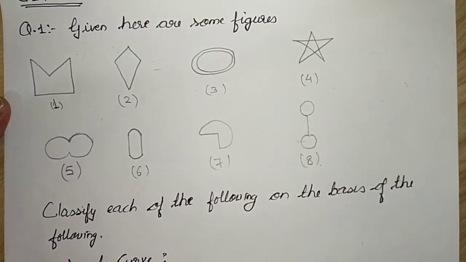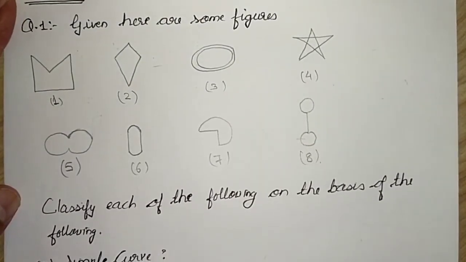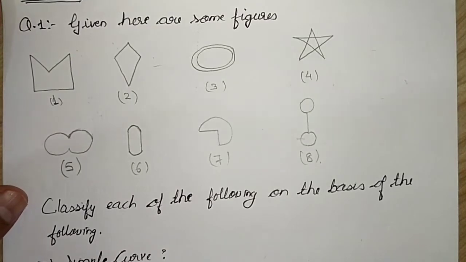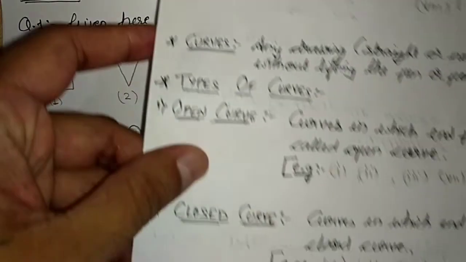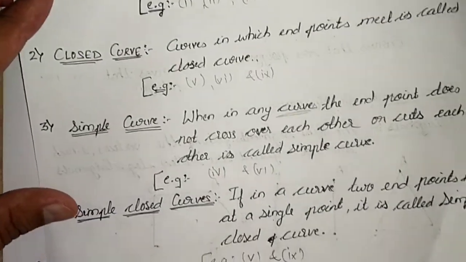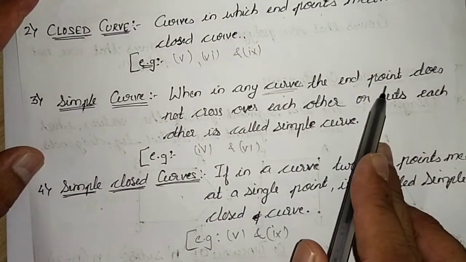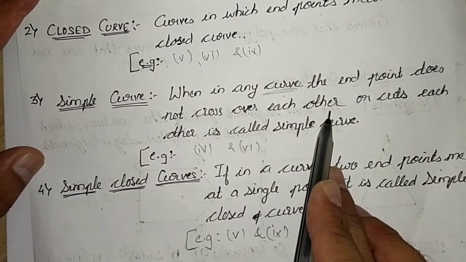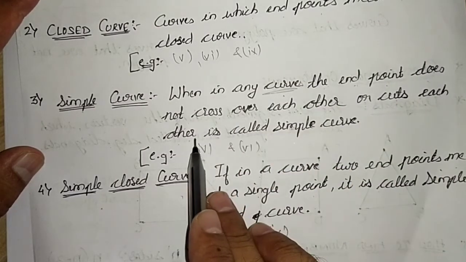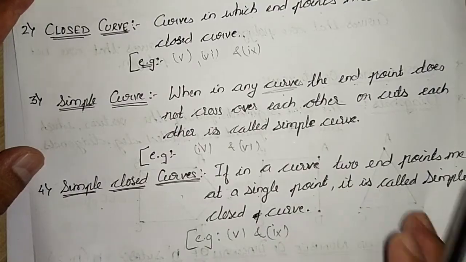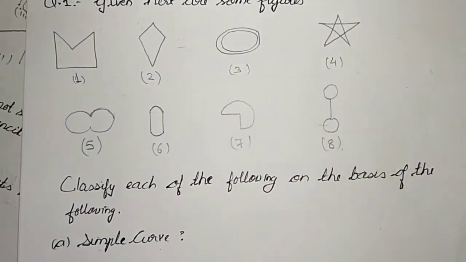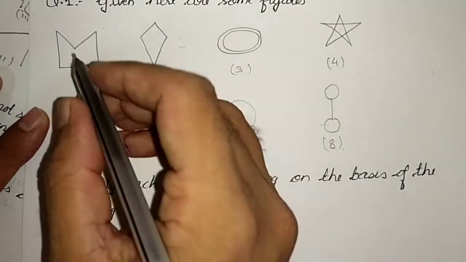So let us start. And if you know the definition of simple curve, I have told you in the introductory lecture: when in any curve the end points do not cross over each other or cut each other, it is called a simple curve. Let us see for simple curve first. Let me start from here.